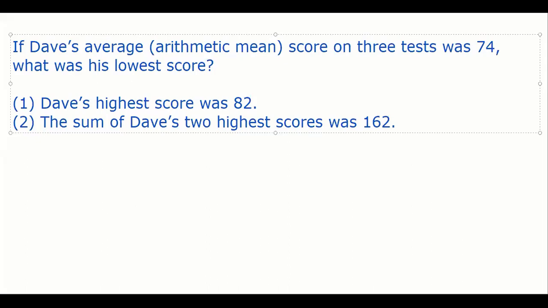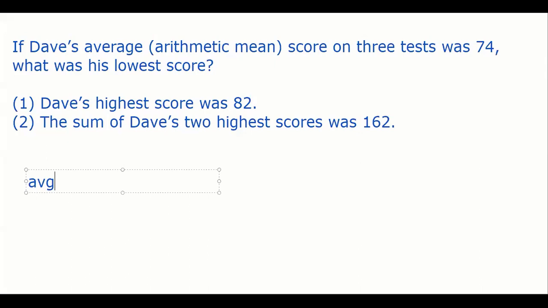I'll give you guys one hint, then everyone can try. See, average is given as 74, and there are 3 tests. So obviously the total score would be 74 into 3. Average works like this, right? 3 fours are 12, 2, 1 carry, 3 sevens are 21, 22. Total will be 222. This is information given in the question itself.